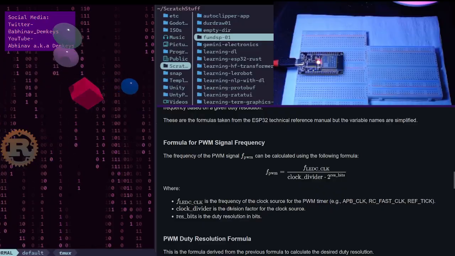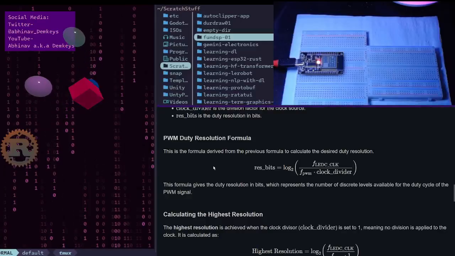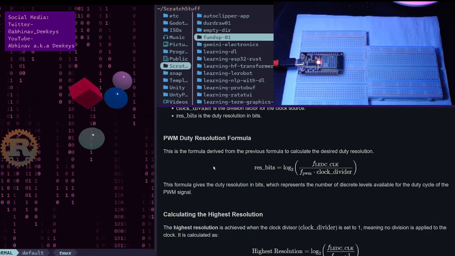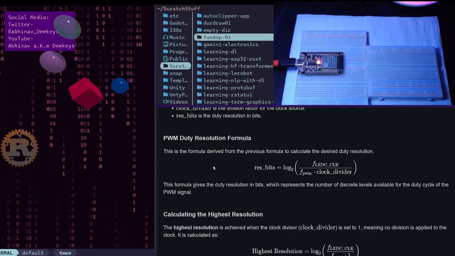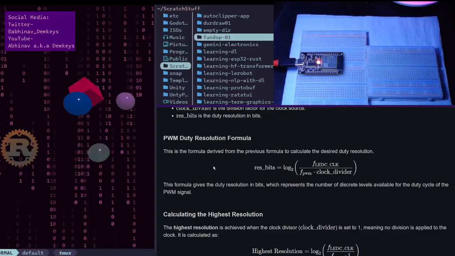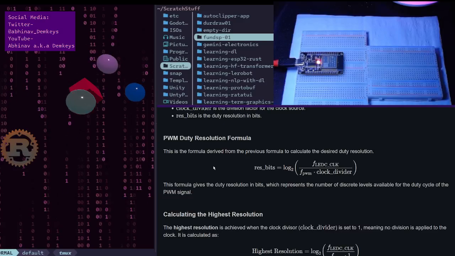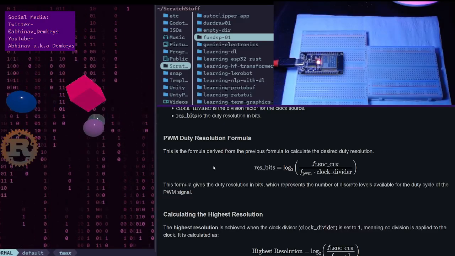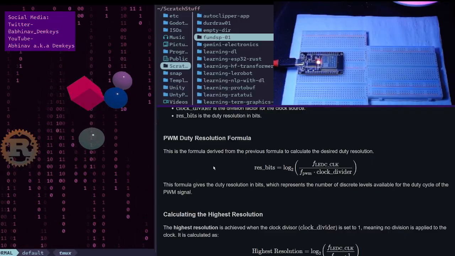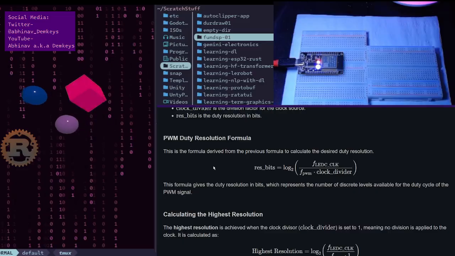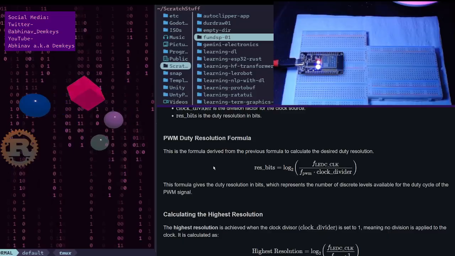Calculating duty resolution. Okay. Res bits is the duty resolution in bits. PWM duty resolution formula. We have mentioned it here. Dude, I love looking at the trail. This is great. This formula is derived from the previous formula to calculate the desired duty resolution. This formula gives the duty resolution in bits, which represents the number of discrete levels available for the duty cycle of the PWM signal.